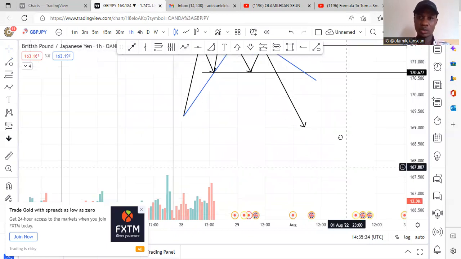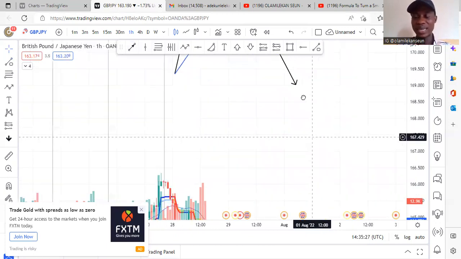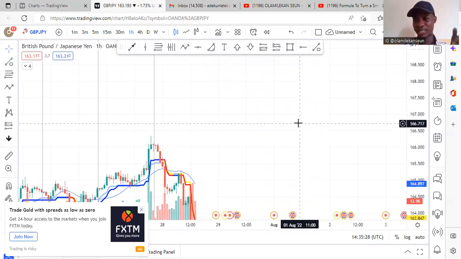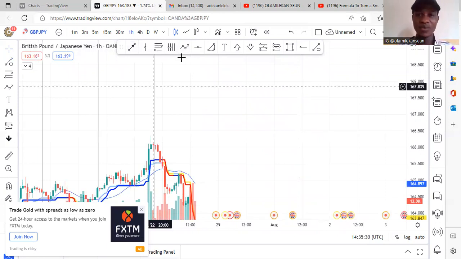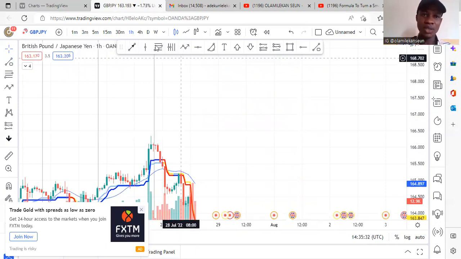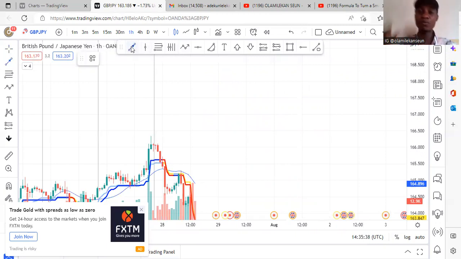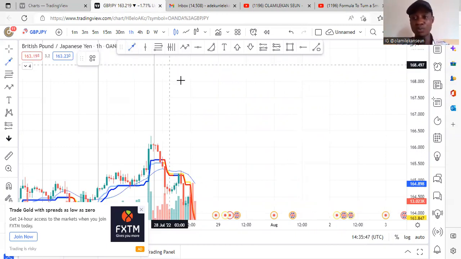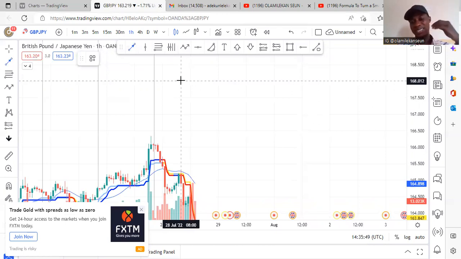So let's go to the inverted head and shoulder before going into the chart and see how we can easily identify it on the chart. We understand that the inverted head and shoulder simply means a bullish reversal. So that means the market is actually coming from the top down to the bottom, on a bearish movement. But at a point, the market changed the pattern and started going up.